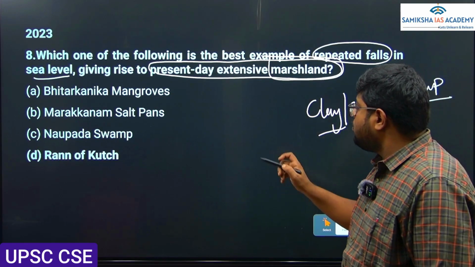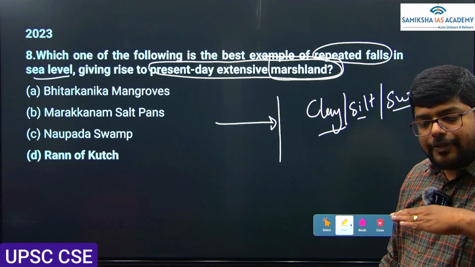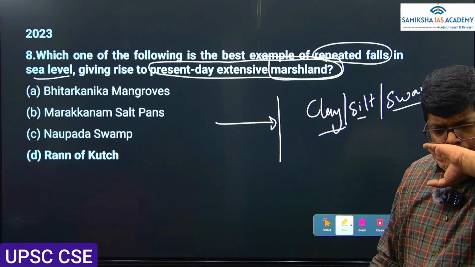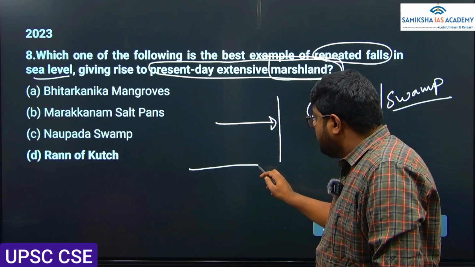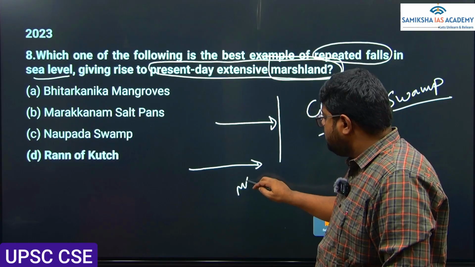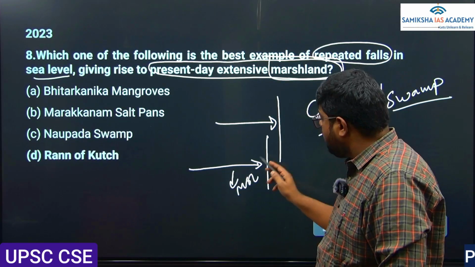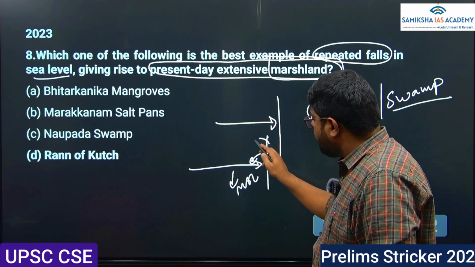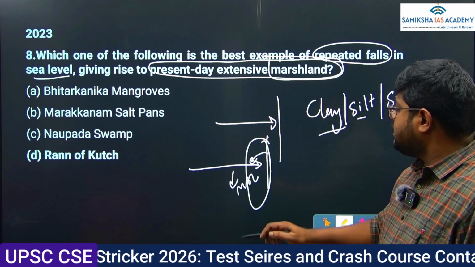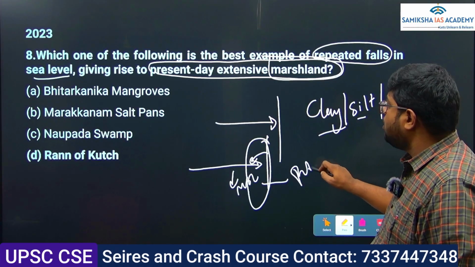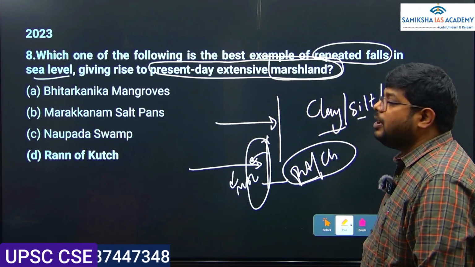This is normally near where a river joins the ocean. If a river directly joins the ocean, we have fewer swamps. But sometimes the river's mean sea level is lower than the sea's mean sea level. So the sea water will be coming here, and here we will be having a lake. This will be called a backwater lake. The example is Pulicat Lake, or Chilika Lake, where the Bhitarkanika mangroves are. This is one kind of marshy land.